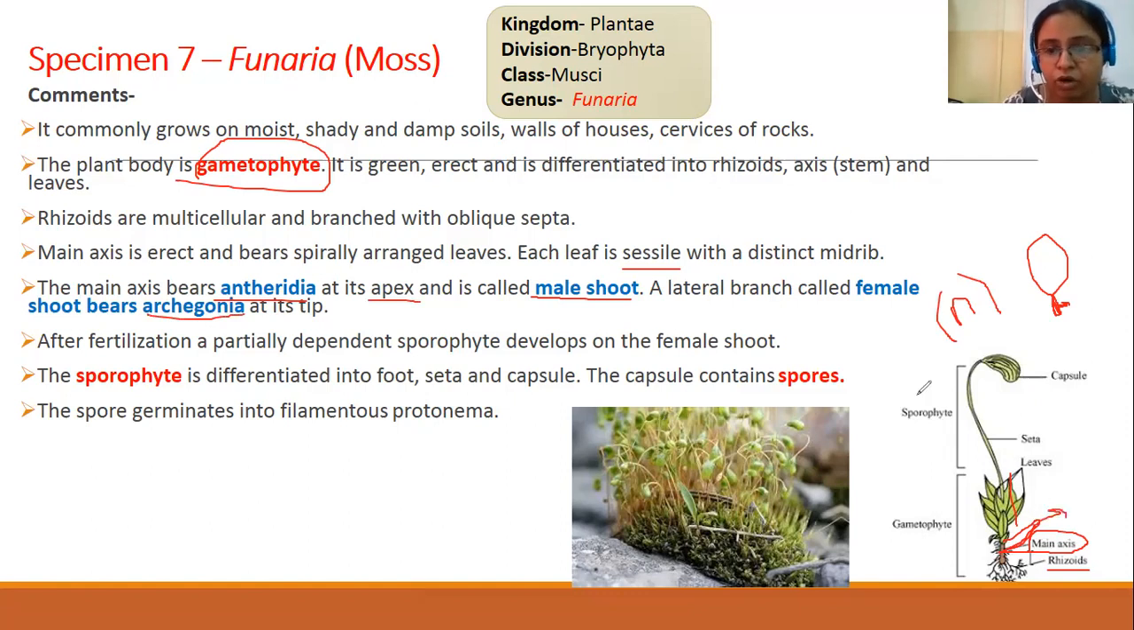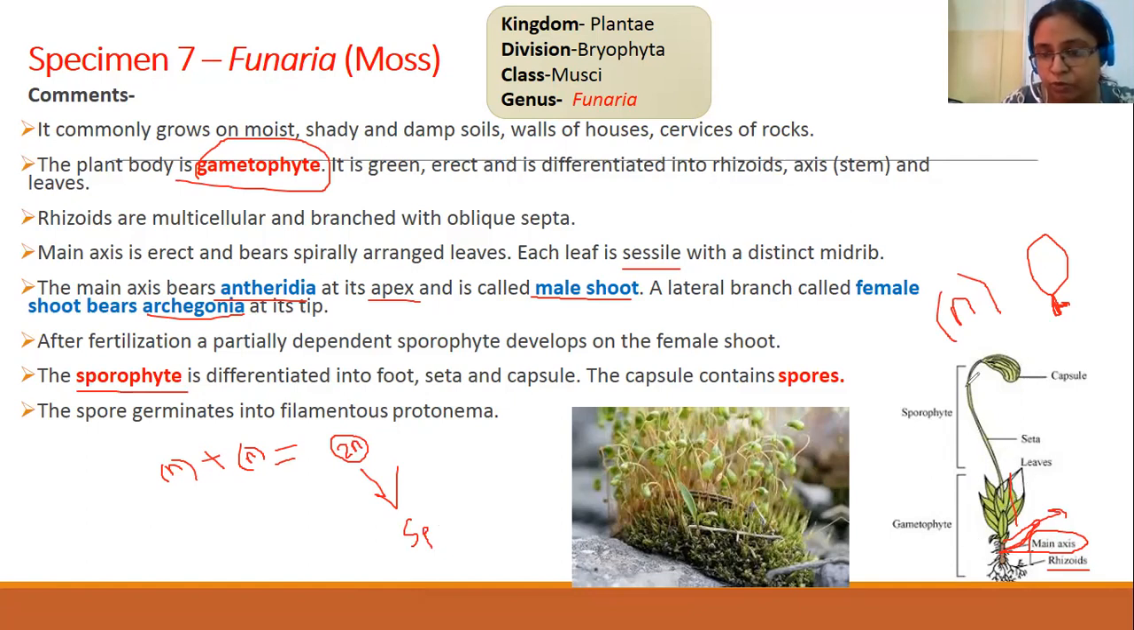Fine. Now, what will happen? The male antheridia will produce a male gamete, N. The female sex organ will produce a female gamete, the egg. At the time of fertilization, both will fuse together and a diploid zygote is formed. Now this diploid zygote will divide mitotically, and it will produce a sporophyte. So now this sporophyte remains attached to the main parent plant.